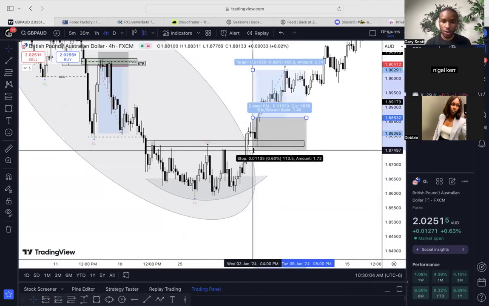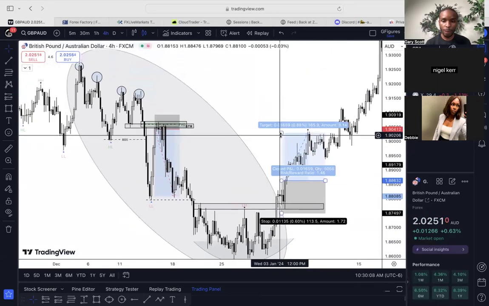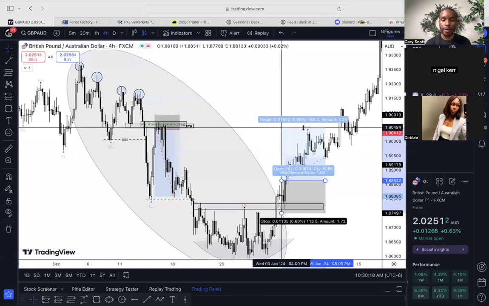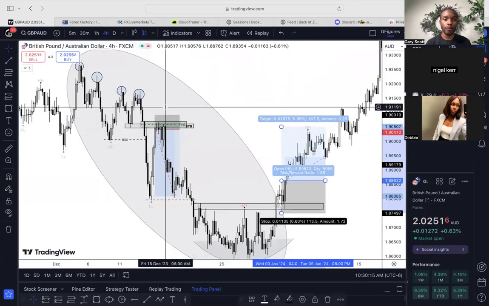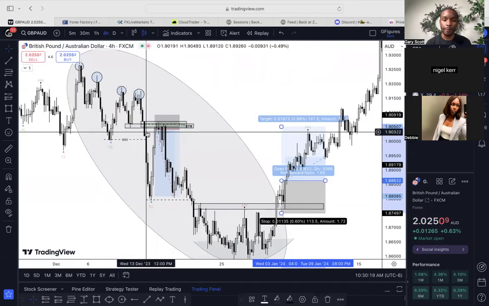Entry, SL below your area of value, and you're looking to take the trade where? At least a 1-to-1 or 1-to-2, or if you can find areas of value that have not been touched on the back end of a trade.